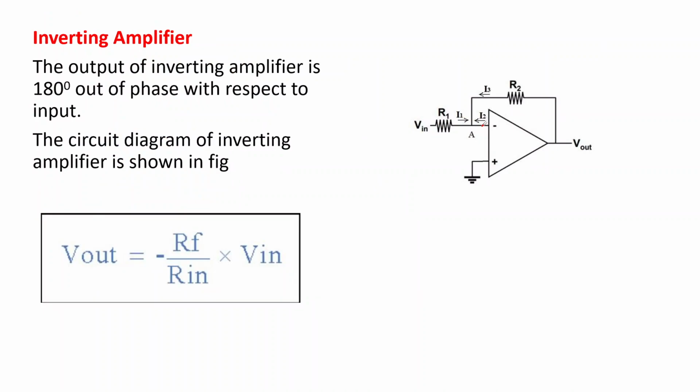The inverting amplifier inverts whatever input is given, so we get an inverted and amplified signal. The gain is determined by the feedback resistance and the input resistance. So V out equals the feedback resistance divided by the input resistance, times the input voltage. The negative sign indicates the inversion. We invert the signal, that is, a 180-degree phase shift.